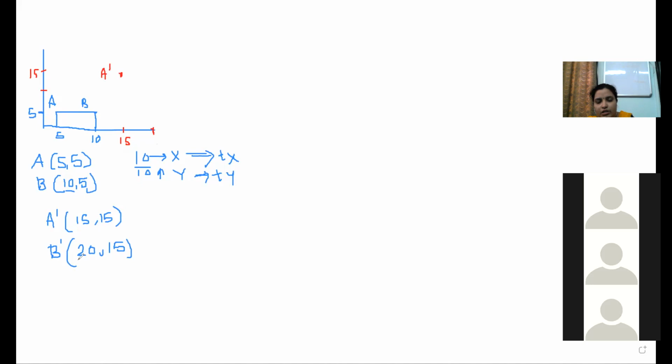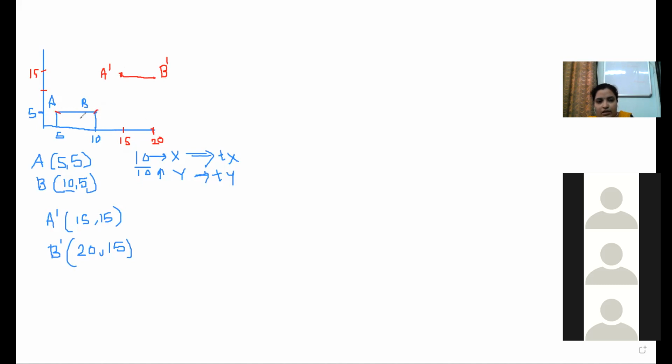And the next point is 20, 15. So this is your 20 point on x-axis and 15 same on y-axis. So I'm going to have there B dash. So if you observe, the dimension of the line has not changed.